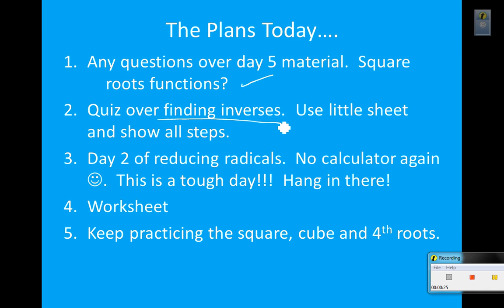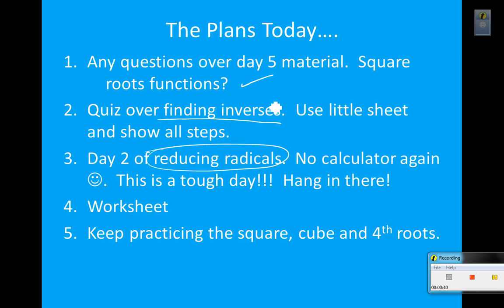But what I've got to do today is build on what we started last time, reducing the radicals. Last time they were all perfect squares, perfect cubes, perfect fourth roots. Today we're going to mix them up a little bit. So I will have to show you that as we go. So hang with me. It is a non-calculator day.